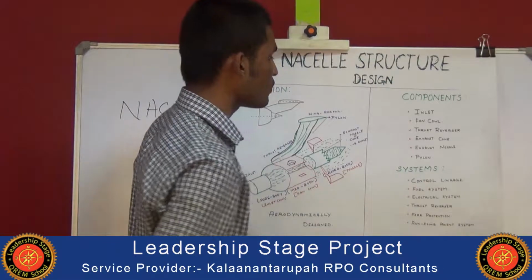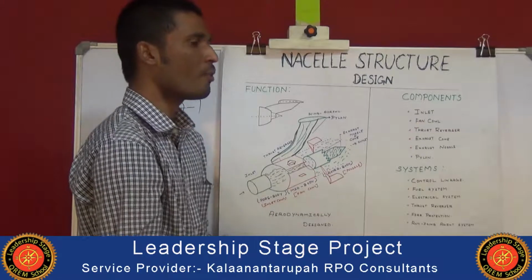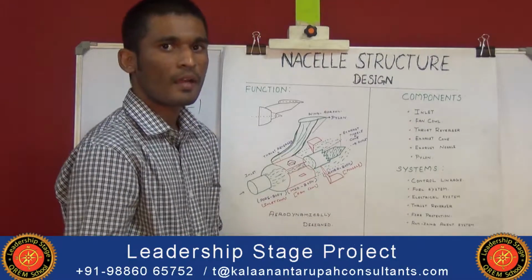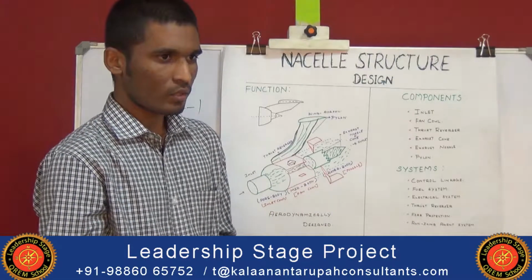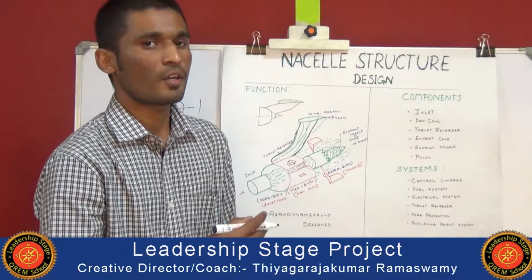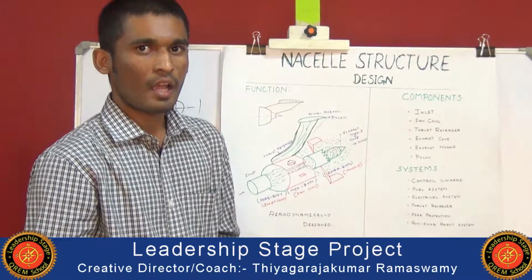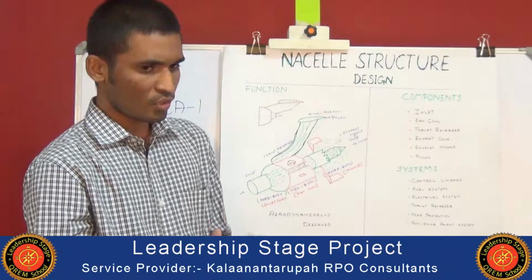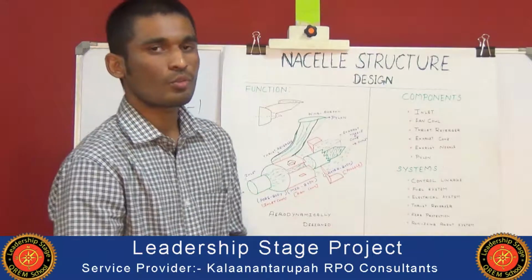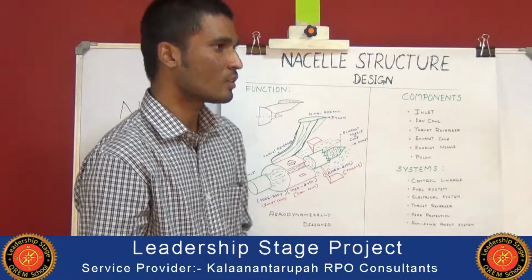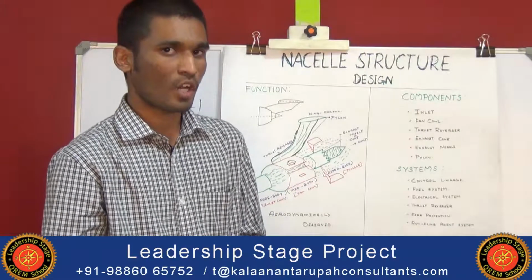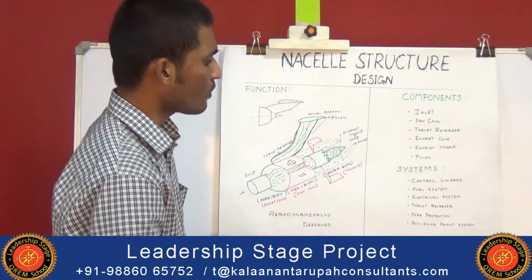Next one is thrust reverser. Generally thrust reverser is made up of acoustical reduction panel, and it's used for reverse thrust as well as the deceleration of the aircraft. And generally it is used for short landing purposes. So we need a short runway for the landing of the aircraft.